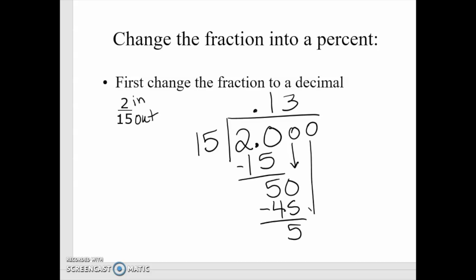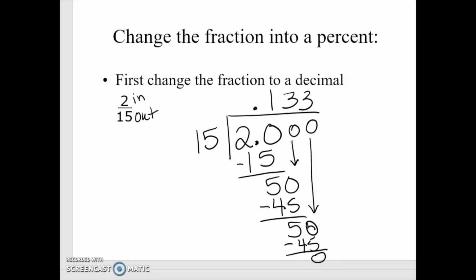Now notice we keep getting 5 over and over and over again. That means that the 3's are just going to continue to repeat. So our answer in decimal form is 0.13, and the 3's repeat, so we put that repeated symbol. Now to turn this into a percent, we are going to move our decimal to the right 2 places. So we move it 1, 2.